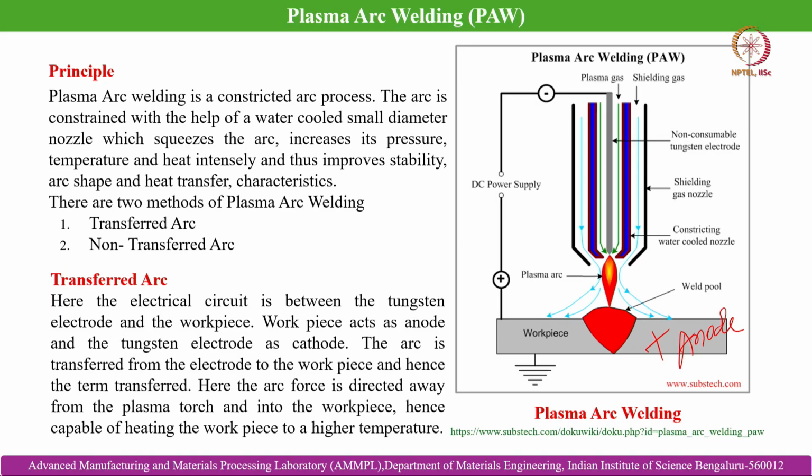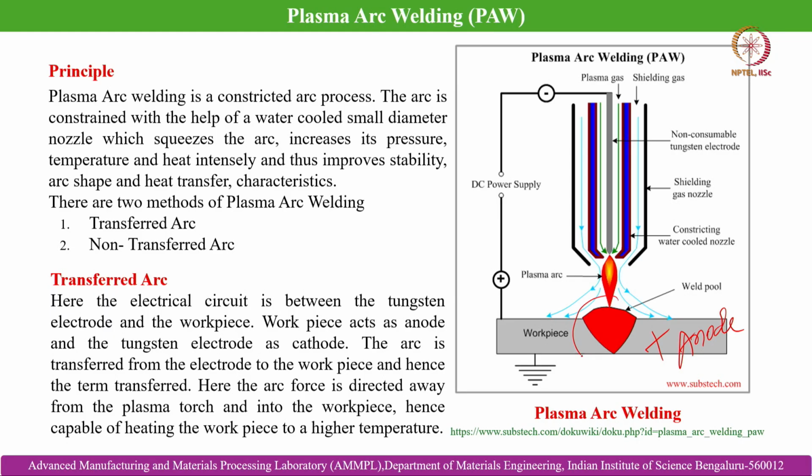In case of transferred arc, the electrical circuit is between the tungsten electrode and the workpiece. The workpiece acts as anode and the electrode as cathode. The arc is transferred from the electrode to the workpiece, hence the term transferred. Here the arc force is directed away from the plasma torch and into the workpiece, hence capable of heating the workpiece to a much higher temperature.